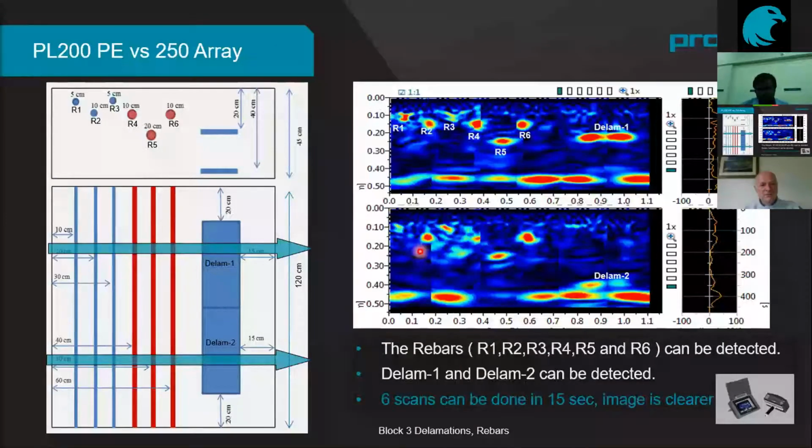Next one, we can look at this Pundit 250 array solution, and we can see delamination 1 and delamination 2 are much clearer, right? And the rebar is also clear. Importantly, your back wall is also very clear. The important thing when we use multi-channel is the signal. We use more A scans to contrast with a B scan. In this way, we have a clearer B scan image, resolution-wise much better.